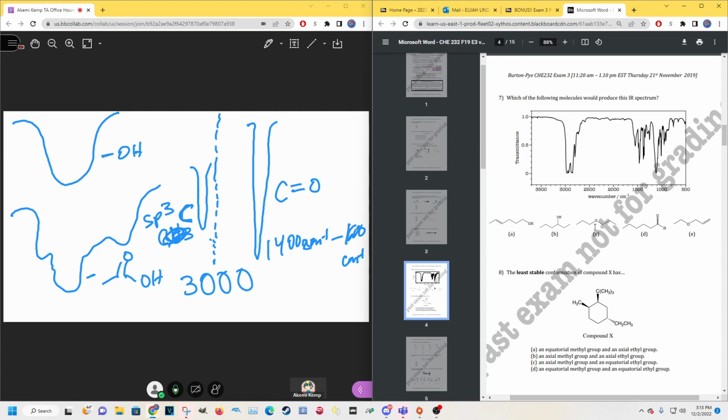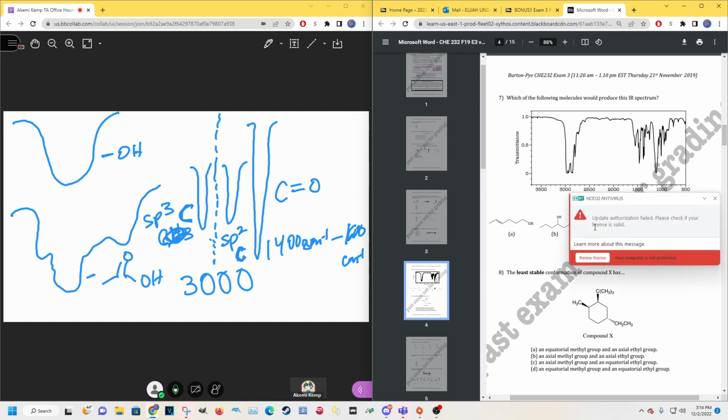And on the, no, this is on the left. Now on the right side, if you have a peak that looks somewhat like this, kind of small, that means you have sp2 hybridized carbons, which is known for the alkenes, double bonds, and all that. Okay.